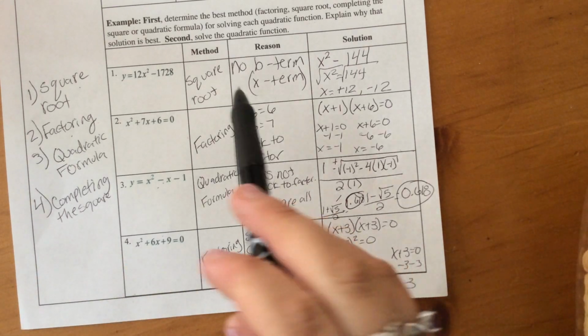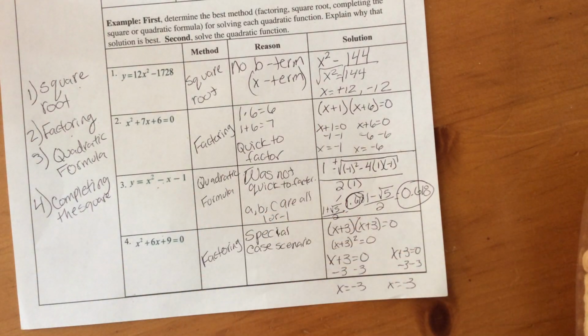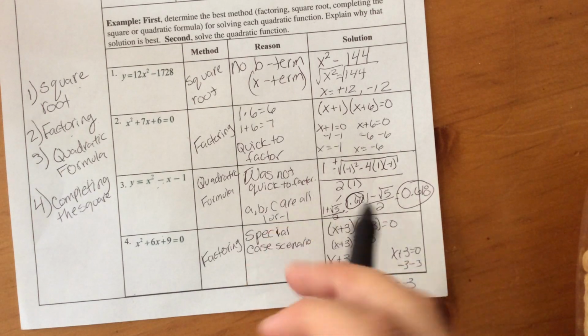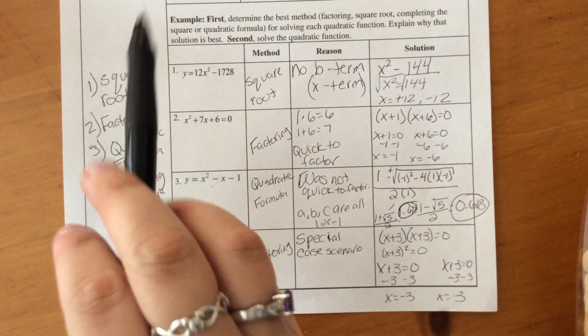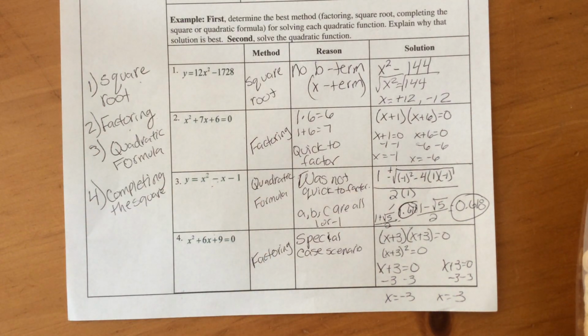So when you look at the graph, it just touches the x-axis. It won't cross it all the way, and there's not two solutions. There's only one. And so if you just follow these steps every single time, you can figure out which one's the quickest and best method.